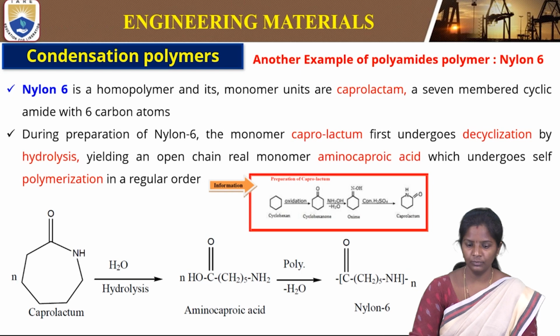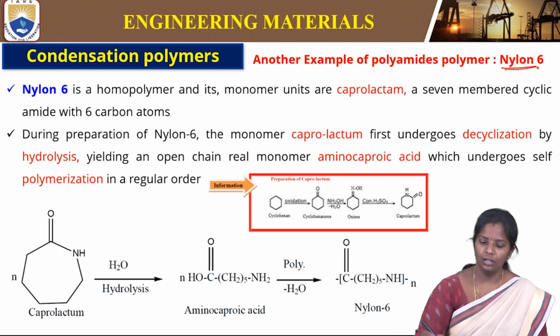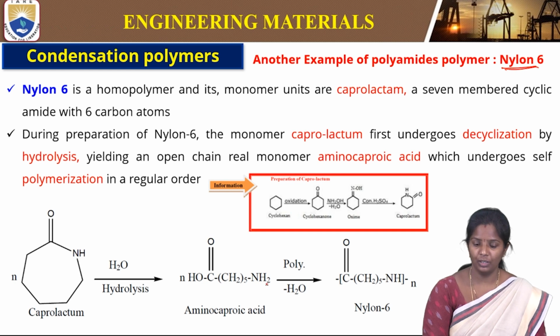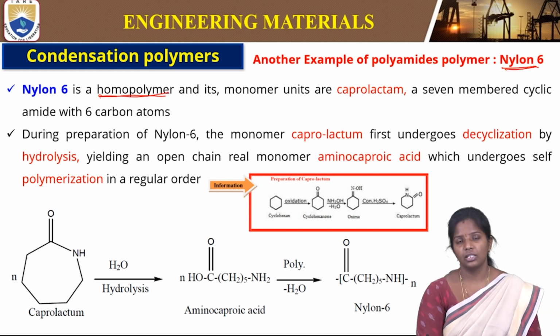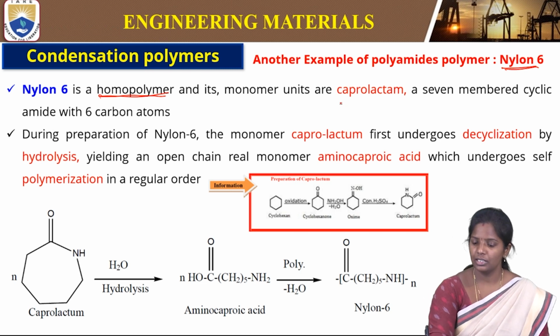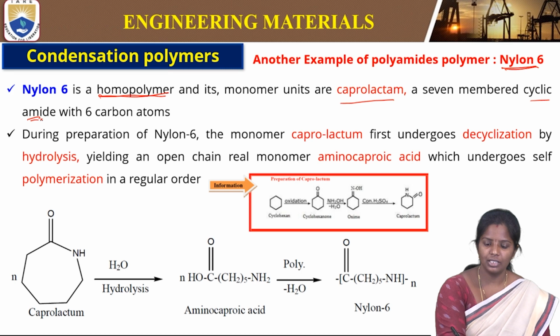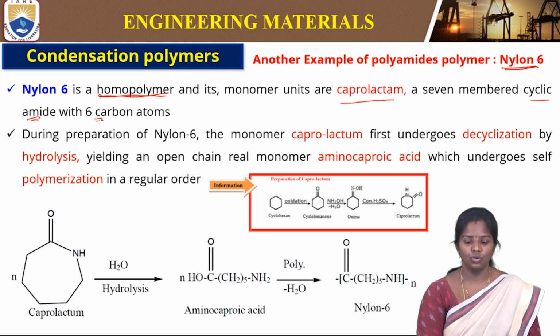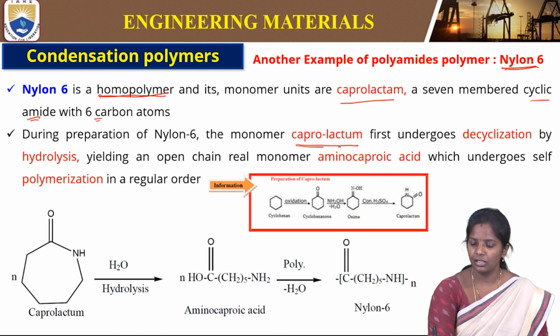The other example is nylon 6, which is a homopolymer, wherein we are using similar monomeric units. That is caprolactam, a 7-membered cyclic amide with 6 carbon atoms. So during the preparation of nylon 6, caprolactam is used.